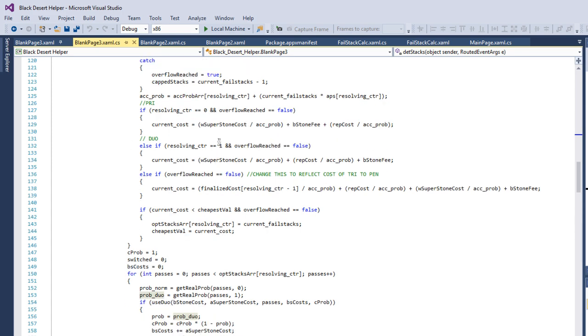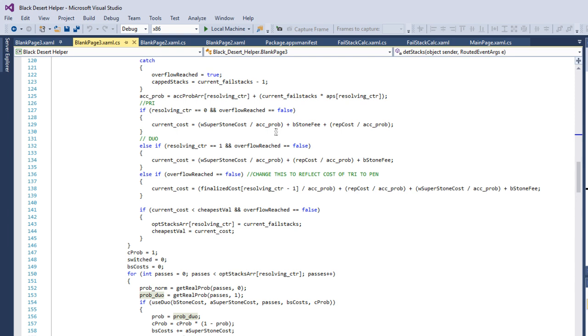And then here you see you have a bunch of if-else statements. So for the 0, this is for if you're going for pri, and duo is also the same. Just they look a little bit different, but they're the same. And basically that's just the cost of the Blackstone divided by the probability, and the cost of repair divided by probability. I probably could have fit that in one. And then you add on the cost of the Blackstone.